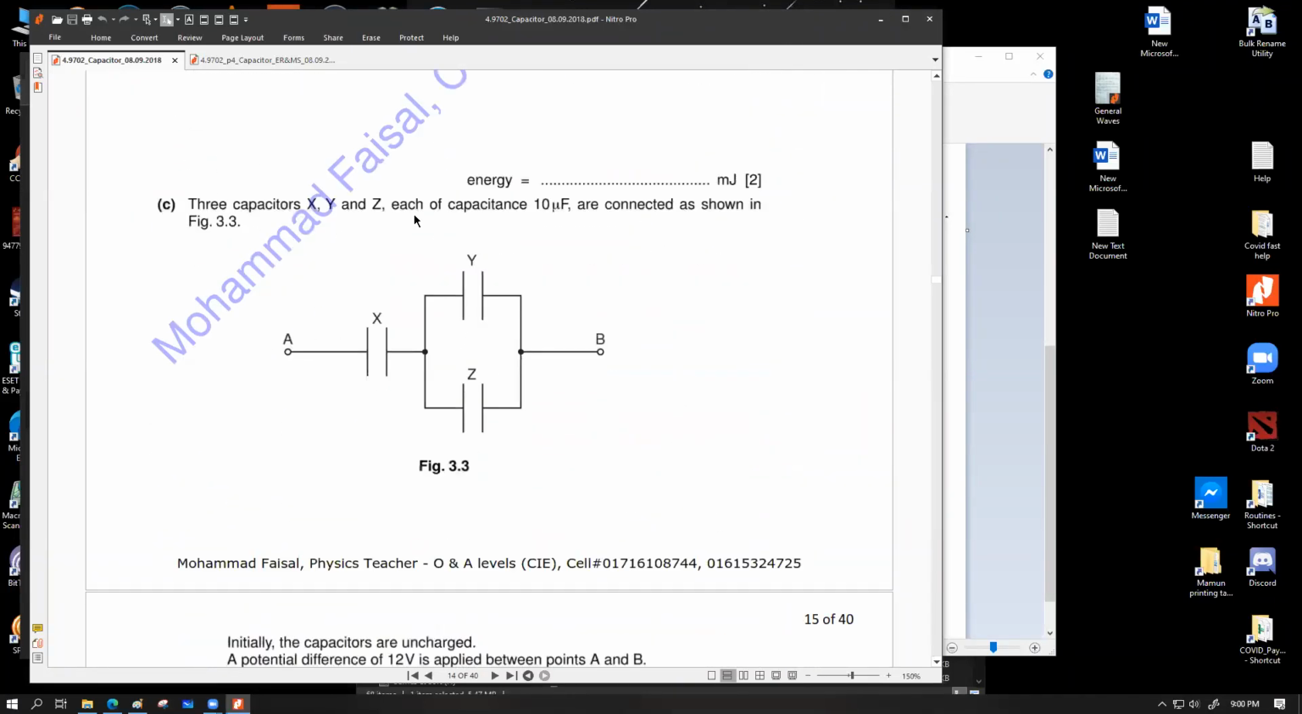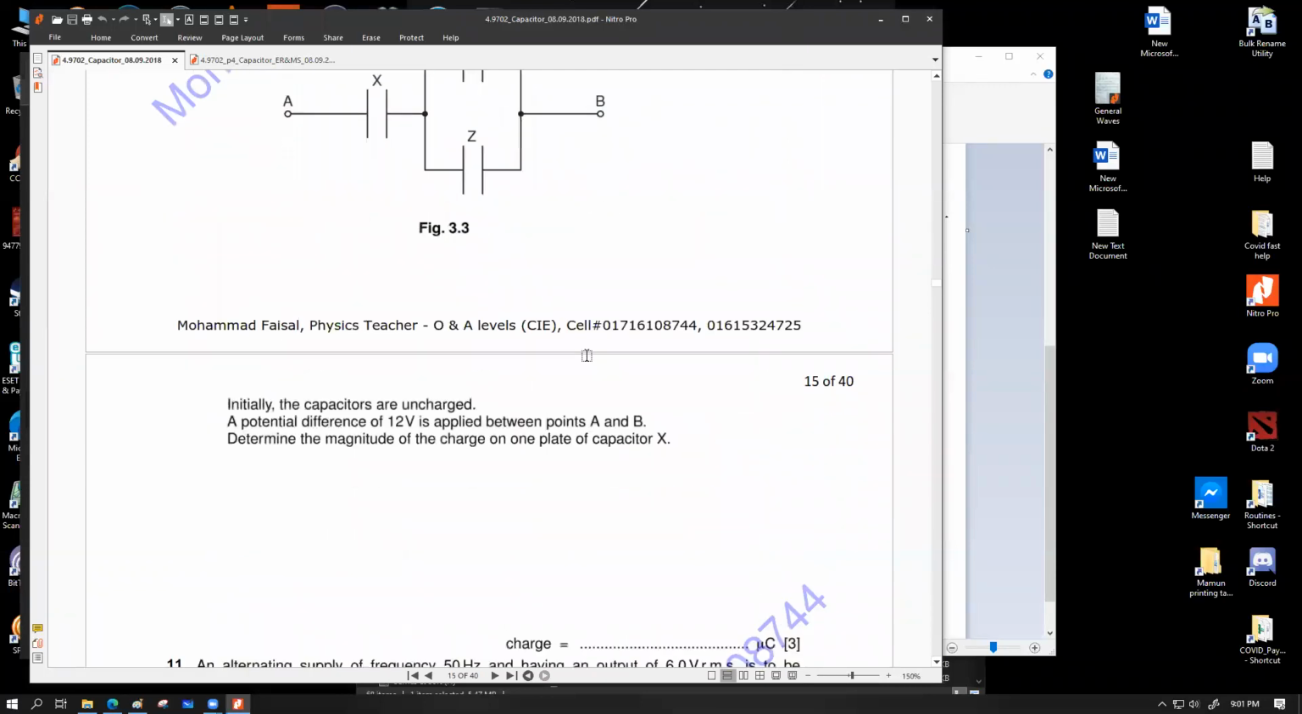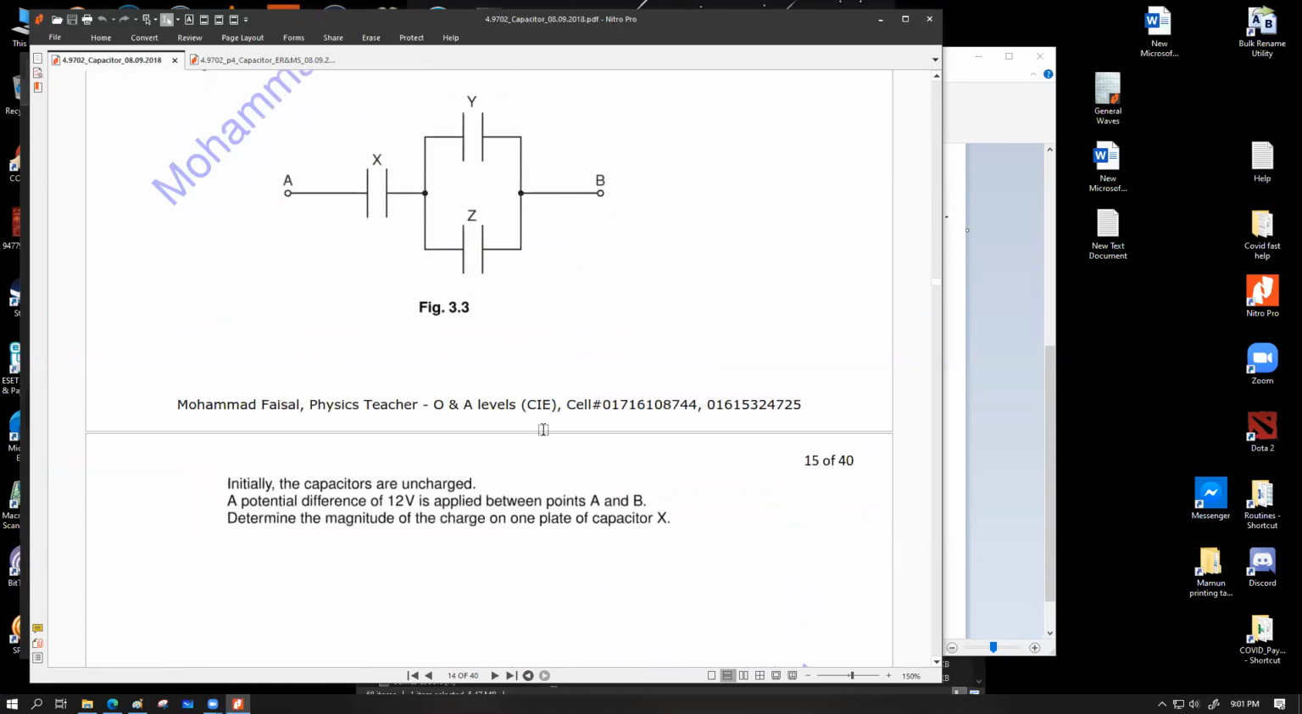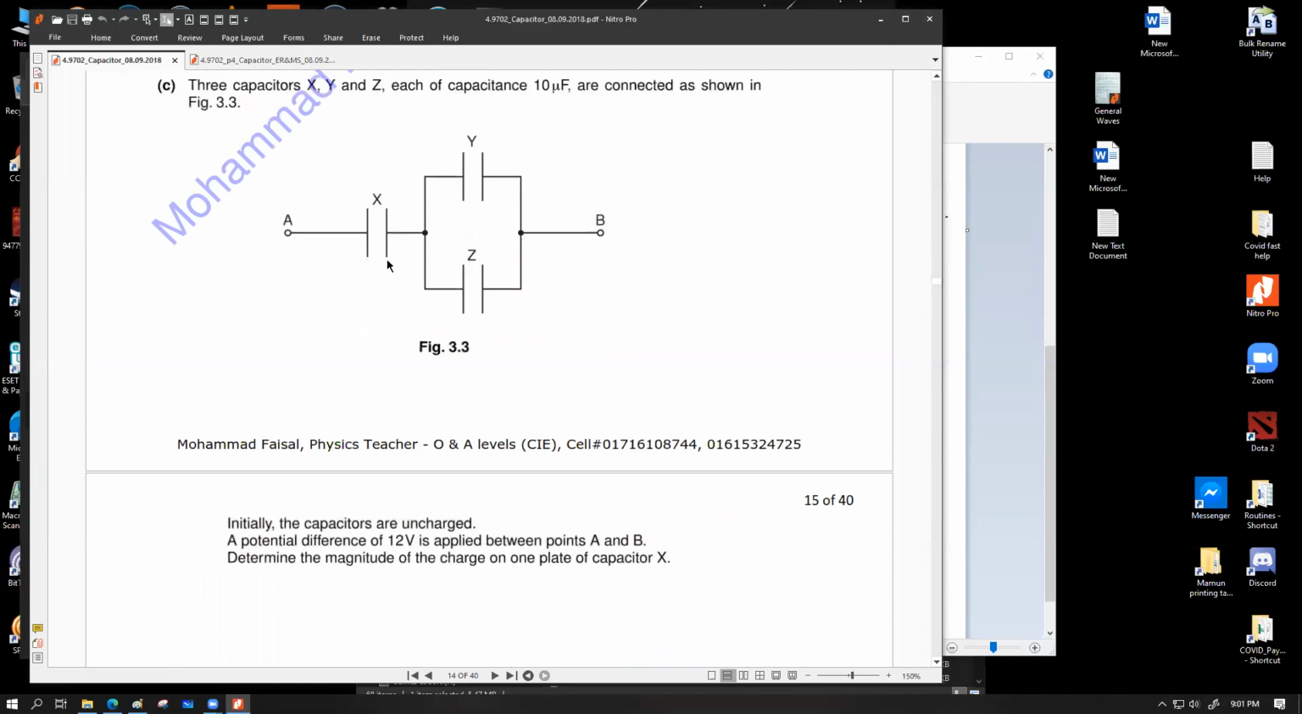Three capacitors X, Y, Z, each of capacitance 10 microfarad, are connected as shown in figure 3.3. Initially, the capacitors are uncharged. A potential difference of 12 volt is applied between points A and B. Determine the magnitude of the charge on one plate of capacitor X. Let's try and understand. Let's take this out.